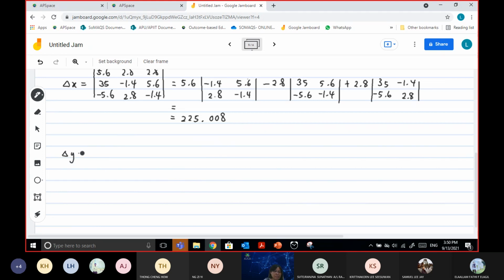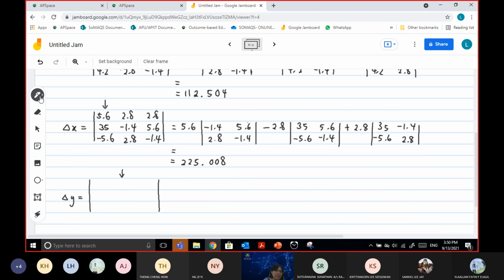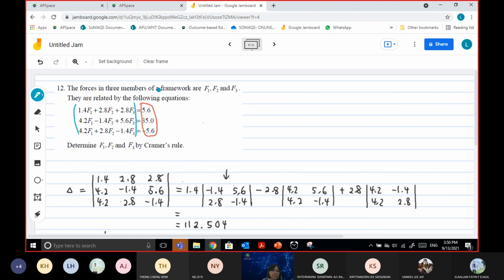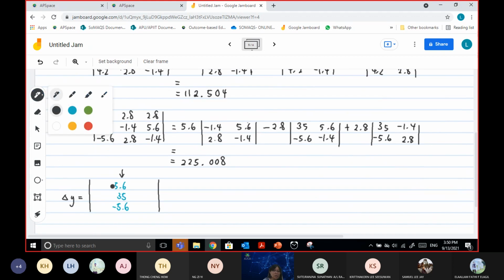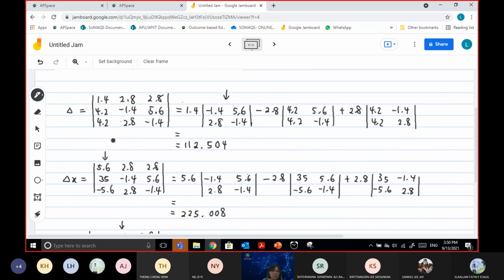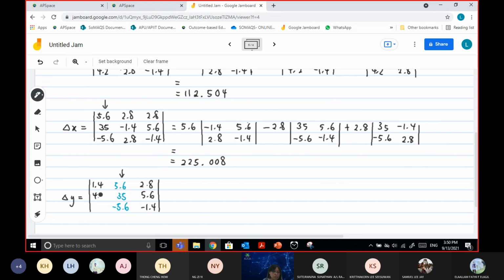Then let's proceed to the determinant of the y. Determinant of the y means we need to substitute the second column with 5.6, 35, and negative 5.6. As I mentioned here, the first and the third columns remain. So this is the third. Then the first column, which is this one, 1.4, 4.2, 4.2. Okay?